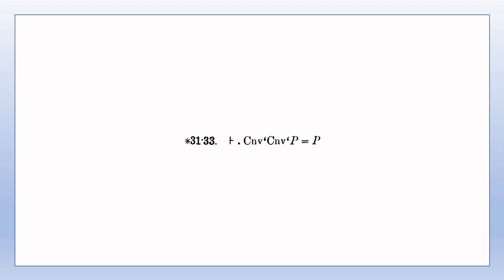The converse relation of the converse relation is the original relation. This is proposition 31.33. The symbol CNV primed P will have to be interpreted in the way indicated in the notes for definition 30.02. Also see the demonstration of proposition 30.501, which I elaborated on previously in this video, which might give some clues how to interpret this descriptive function of a descriptive function.